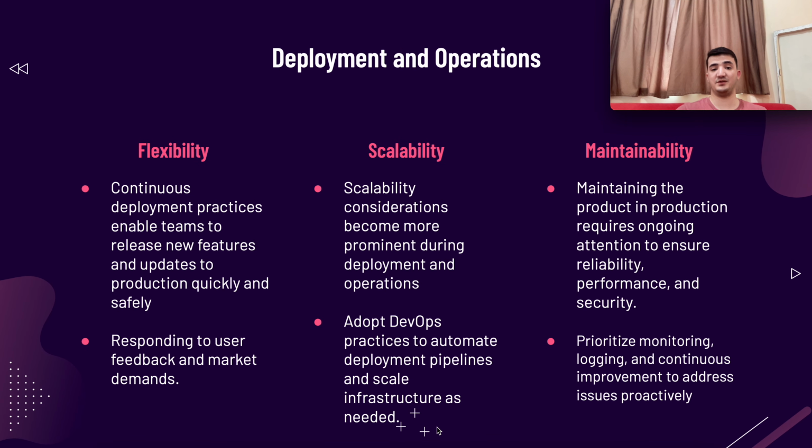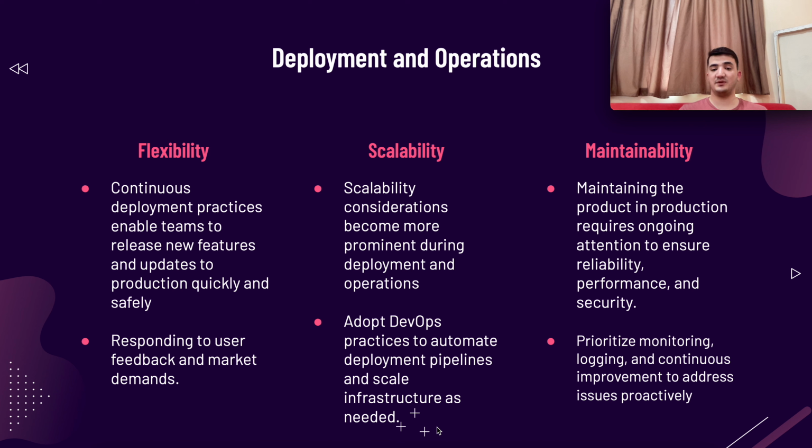Speaking of which, now we're going to talk about deployment and operations. So for flexibility, there's continuous deployment practices enabling teams to release new features and updates to production very quickly and safely. And it also allows for you to respond to user feedback and market demands very quickly and very easily, which makes it very flexible. As for scalability, some considerations become more prominent during deployment and operations. And you can adopt something like DevOps practices to automate deployment pipelines and scale infrastructure as needed. And Agile frameworks obviously provide guidelines on how to do this.